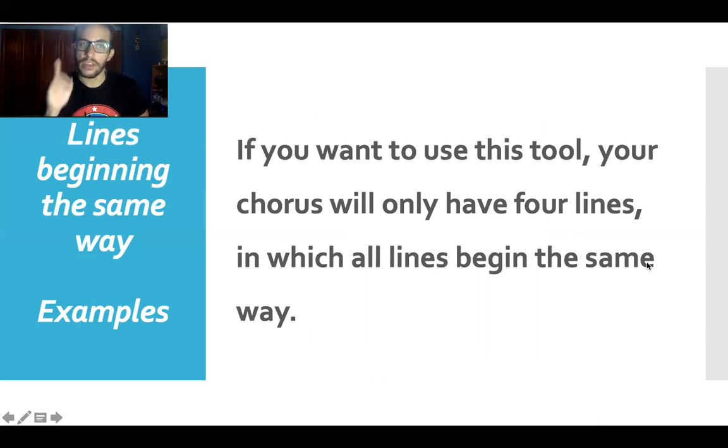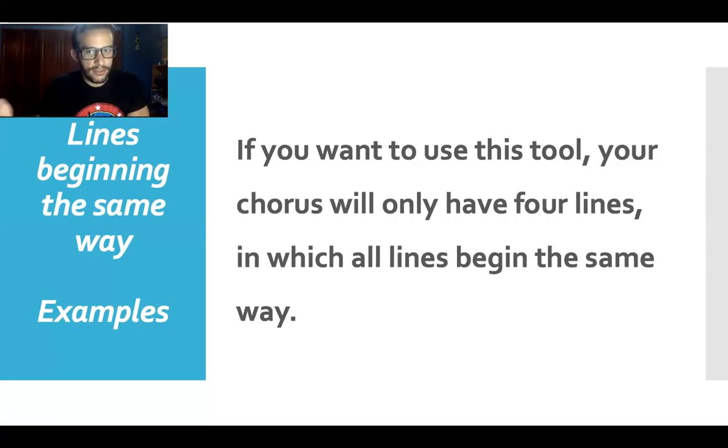Now, in your course, if you want to use this tool, because you can either use bookending or lines begin the same way, there's no way you can use both of them, only one of them. In this case, again, the chorus you'll be writing is going to be 4 lines. I don't want you to write a big, big chorus unless you want to. If you really want to say more things in the chorus, you can write 5 lines, 6 lines, or more. But let's just keep it simple and add 4.